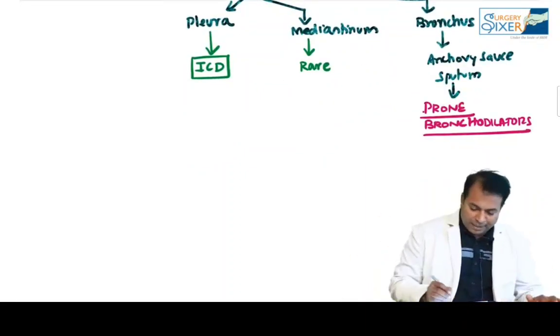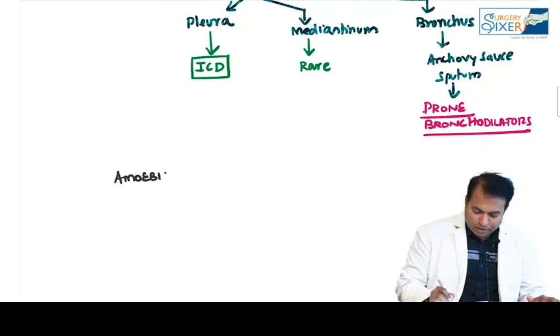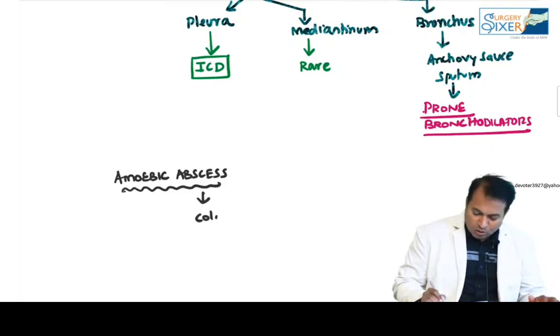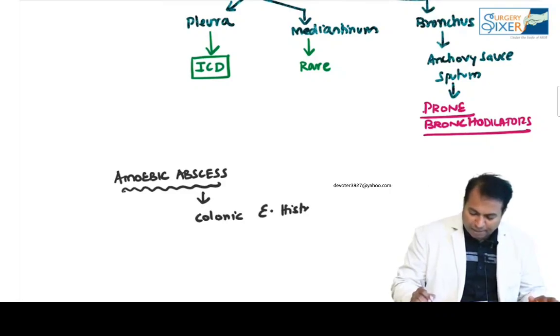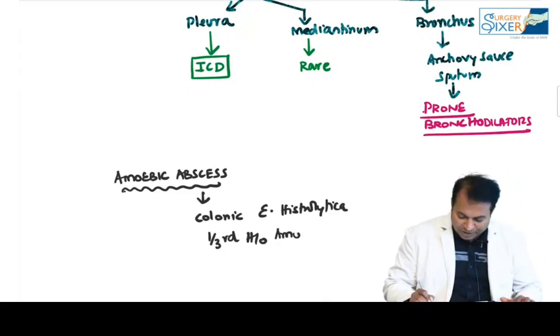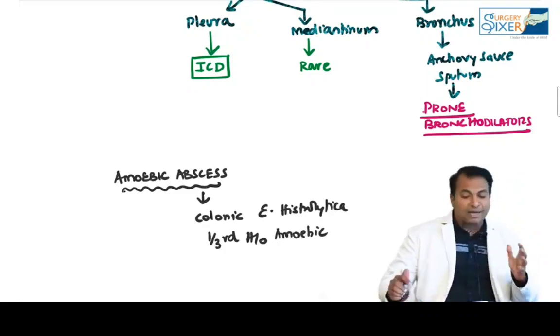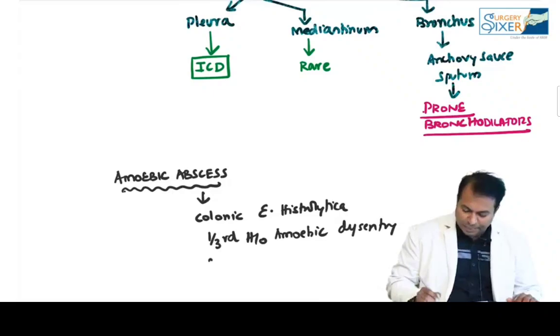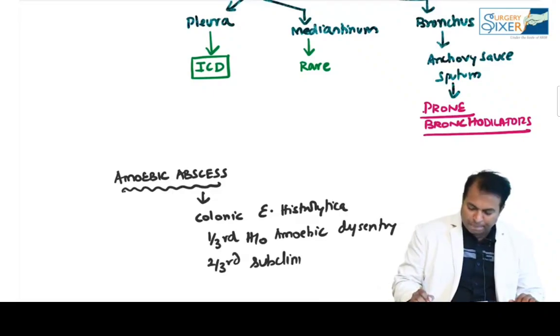So now, interesting points in amoebic abscess. Amoebic abscess usually follows what infection? Can you tell me? It doesn't directly attack the liver. It usually follows colonic infection by Entamoeba histolytica. Around 1/3 of the patients will have a history of amoebic dysentery. So the remaining 2/3 will have a subclinical infection.